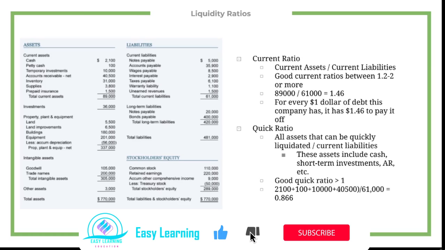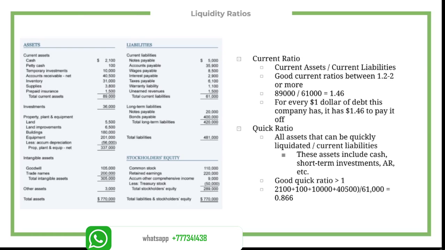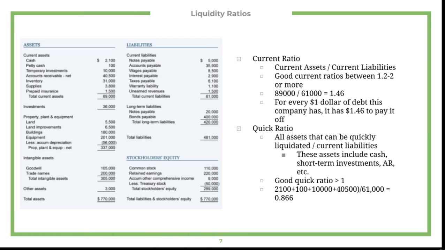And the next ratio is the quick ratio. And these are all the assets that can be quickly liquidated, divided by the current liabilities. And these assets include short-term investments, accounts receivable, and cash, and many more. And a good quick ratio is greater than 1. So for our balance sheet to the left, the quick ratio is 0.866. And since that's below 1, it's not a very good quick ratio.